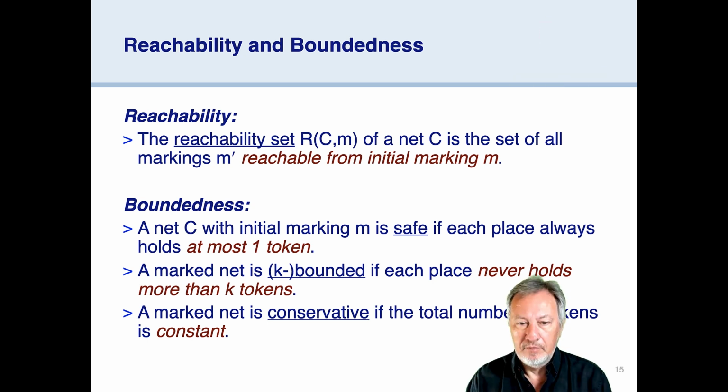Now at this point, what I would like you to do is go back and have a look at all of the nets, all of the examples we saw up until now, and try and decide for each net whether it's k-bounded, whether it's conservative, whether it's safe, and what its reachability set looks like.